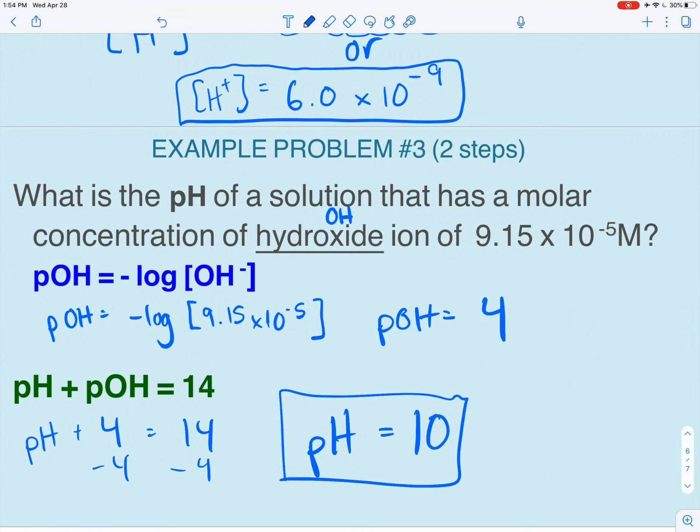Okay, so refer to these 3 example problems and this lecture to help you solve these problems.